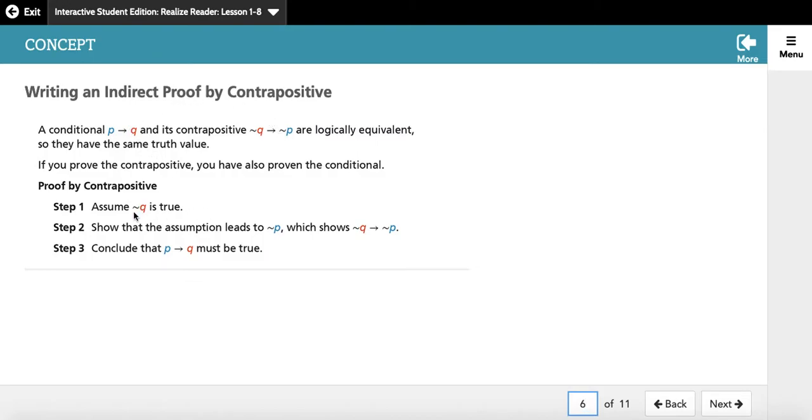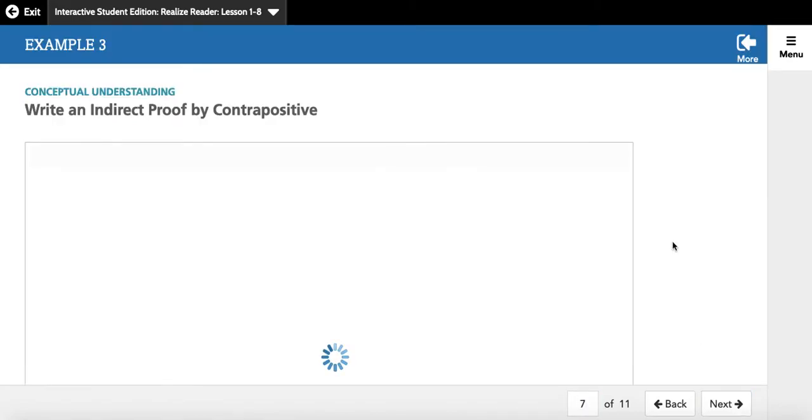We're first going to start off with that the opposite of Q is true. That's going to lead us to the opposite of P, which shows us this and concludes with that. I think I just made it wordier than it was. Let's see if we can make sense with an example.